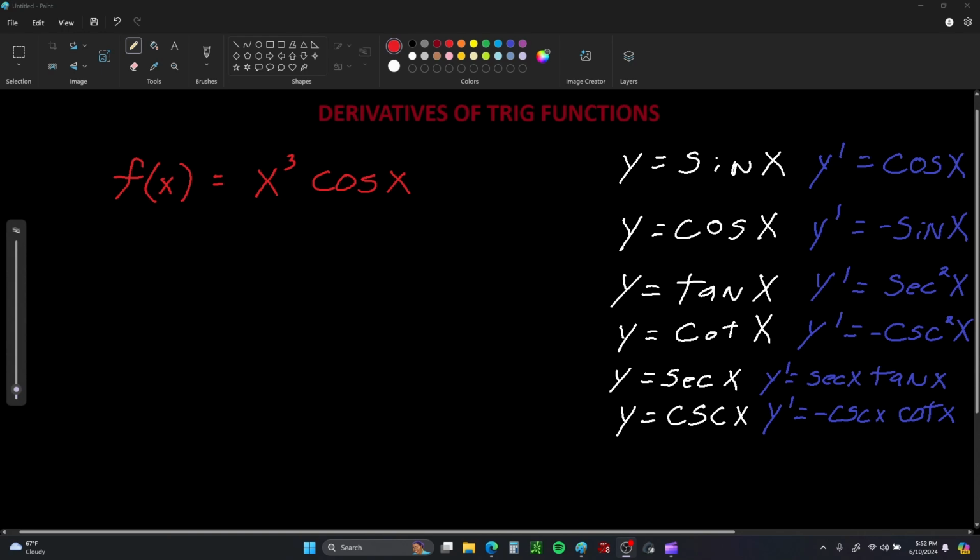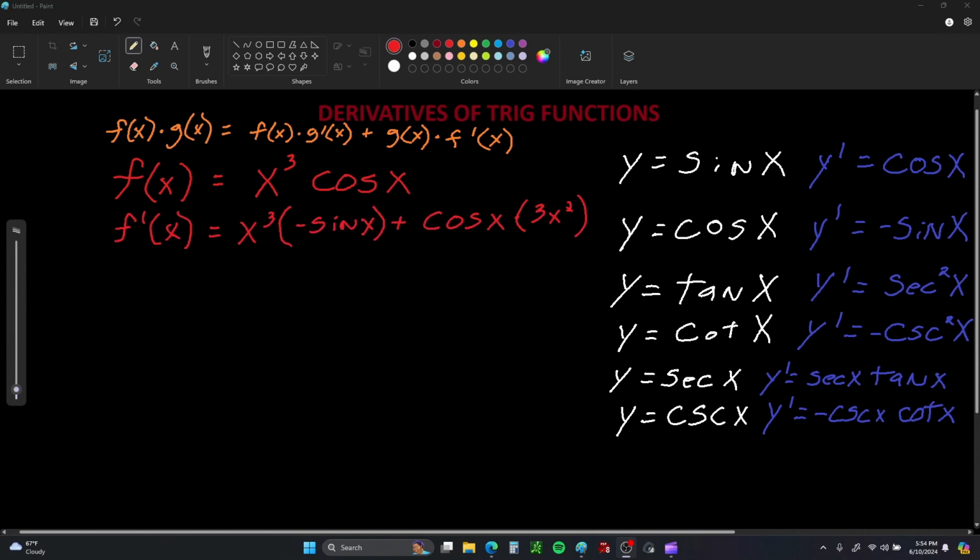So here we have a function where there are two terms being multiplied by each other, so we're going to use the product rule. So f prime of x equals, plugging in the values, I have f of x times the derivative of the second, plus the second times the derivative of the first. Simplifying, this is as far as we can go, so this is the final answer.